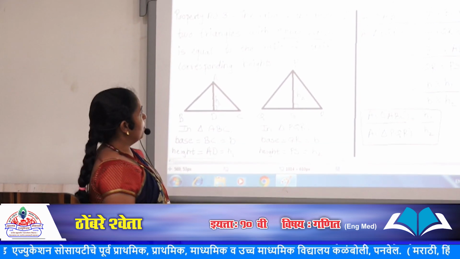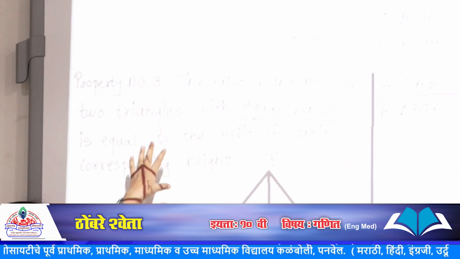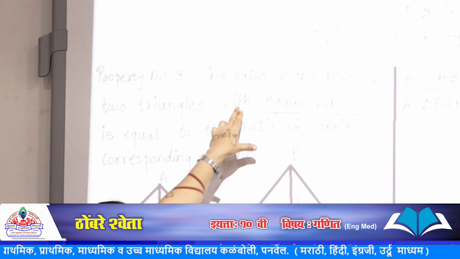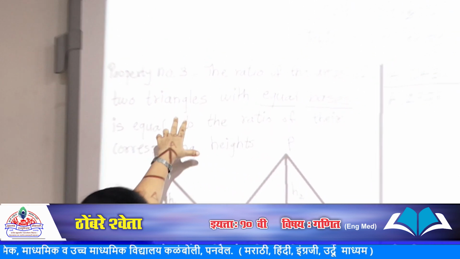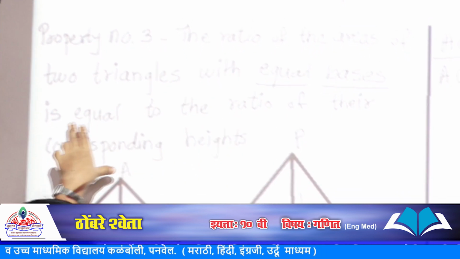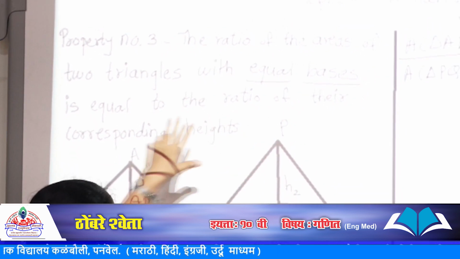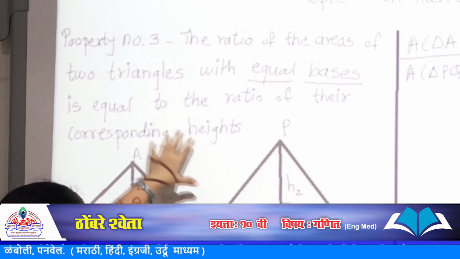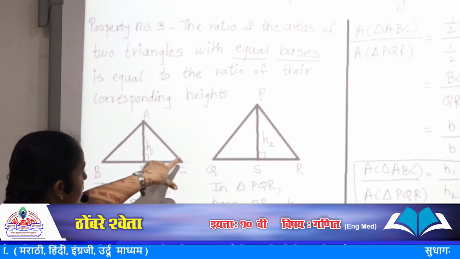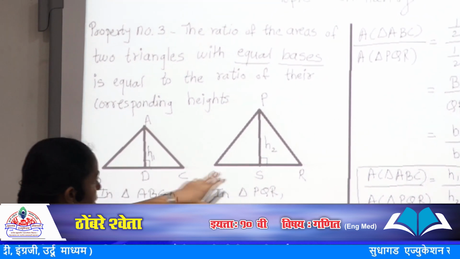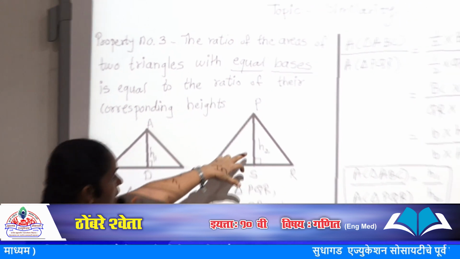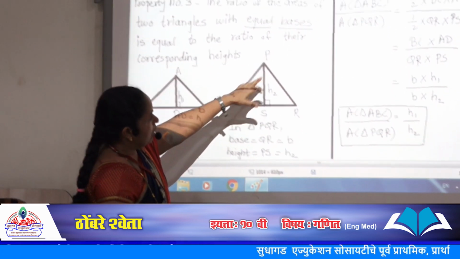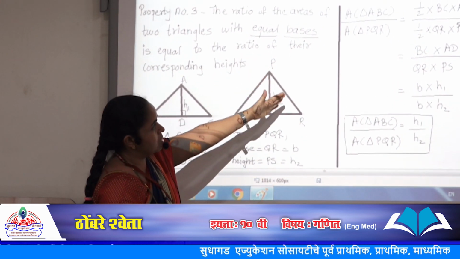Now let's see property number 3. What is the property number 3 given over here? The ratio of the areas of two triangles with equal bases is equal to the ratio of their corresponding heights. Now here we consider two triangles. The two triangles have equal bases, but they have different heights. So how can we find the ratio of the areas of two triangles?